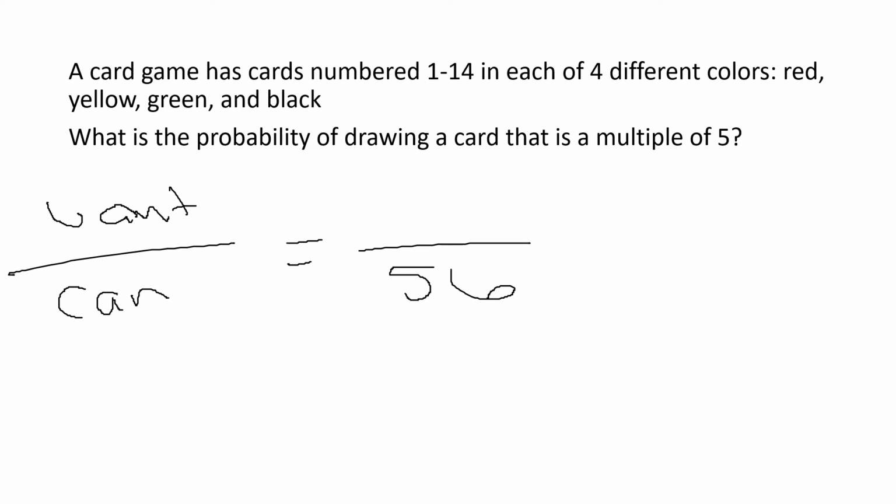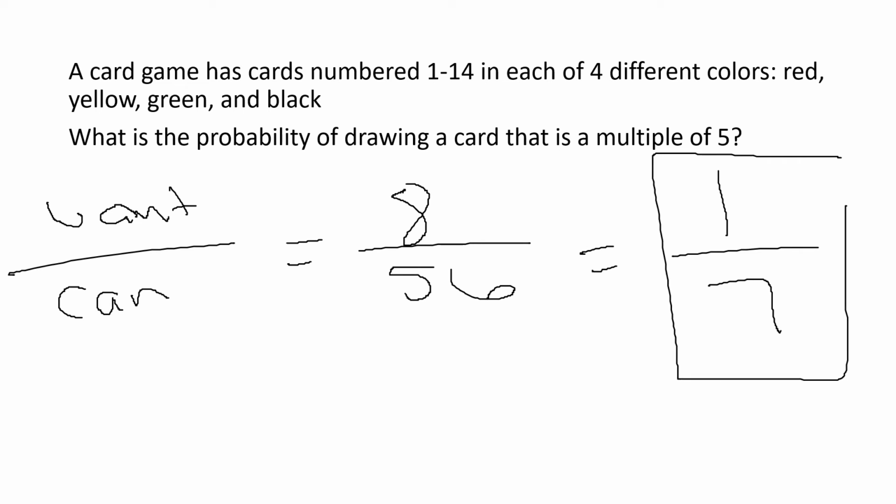My cards are only numbered 1 through 14, which means I could pull a 5 or a 10. I have red, yellow, green, black. So I have 4 5s I could pull. I have 4 10s I could pull, which gives me a total of 8. Then I'm going to reduce it. 8 over 56 gives me 1 over 7. And that is my probability.